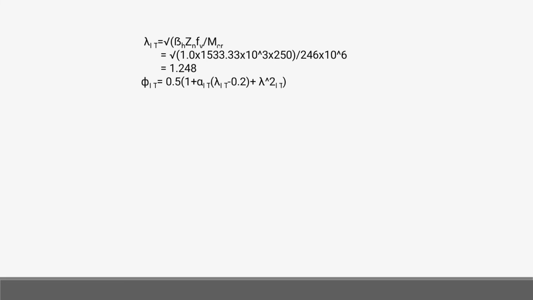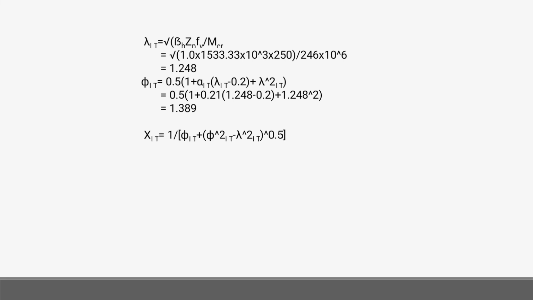So λLT is one formula. You know all the β values, the Z values, the μ, and the MCR values. Apply all the values and you get the answer immediately. λLT is equal to 1.248. Then φLT is equal to 0.5 into 1 plus αLT into λLT minus 0.2 plus λLT squared. We know all the values, just apply them and you get 1.389.